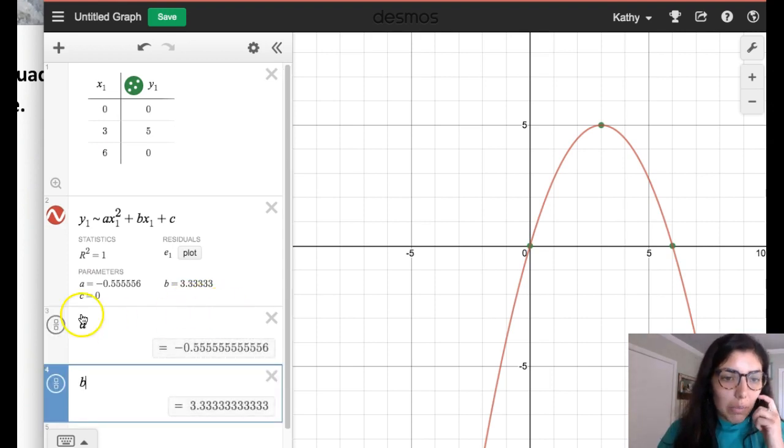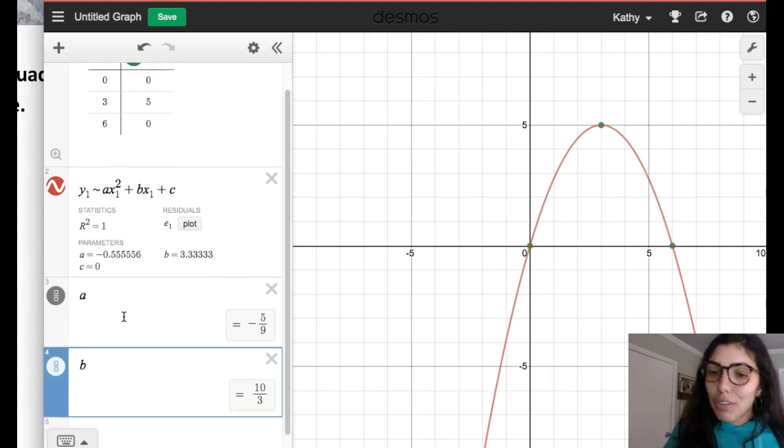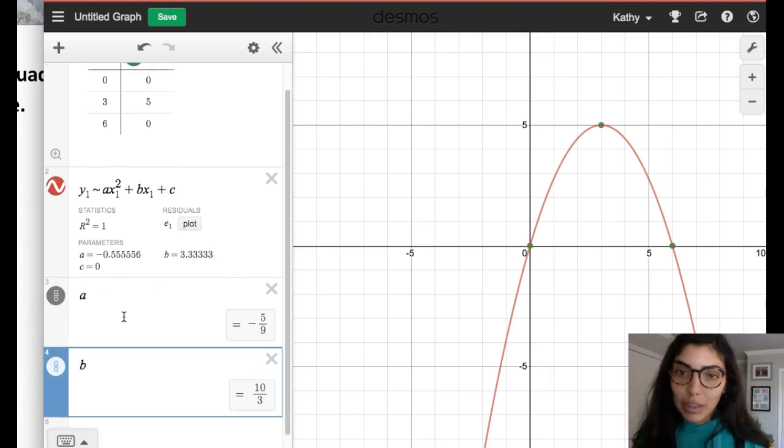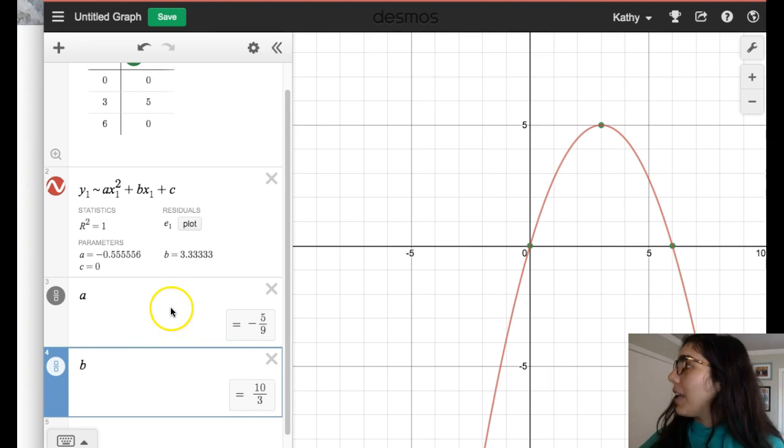So here's a and b, but I'm going to make them both fractions. Much better. If you just wanted to round them to the nearest tenth or so, that's fine, but I'm going to use the fraction version because it's much prettier on these. Okay? -5/9 and 10/3.